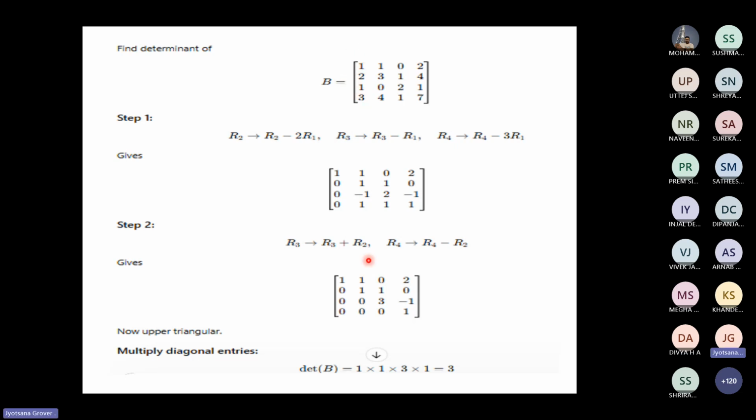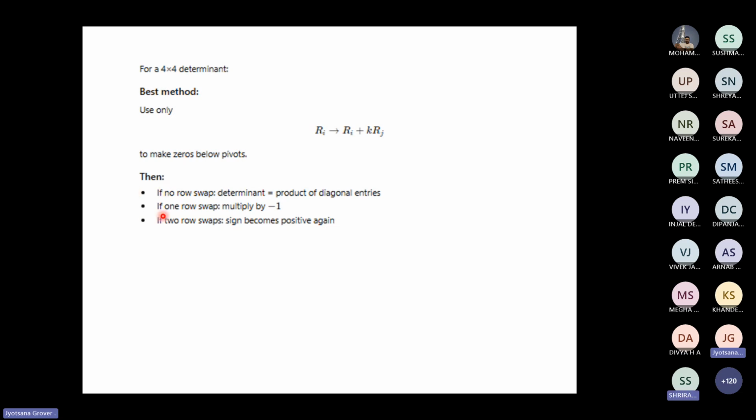So suppose you do just one row swap. In the end, what will you do? You'll multiply the determinant by -1 as per this rule. If one row swap, multiply by -1. If there are two row swaps, then you again multiply by -1. So its sign will again be positive, right?